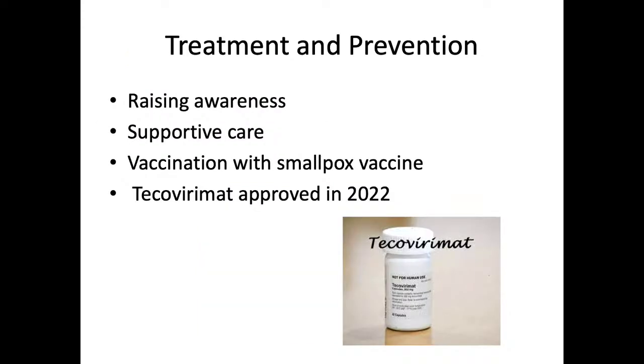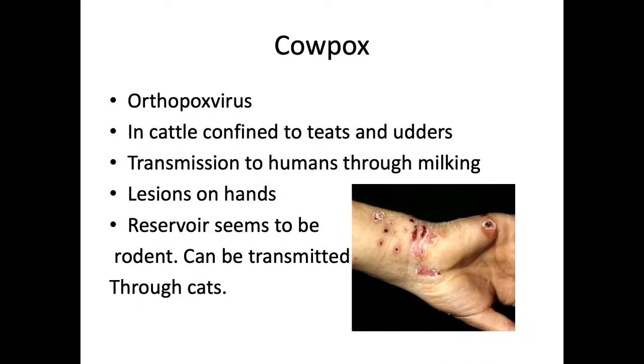Treatment: raising awareness, supportive care, and prevention. Again, as we saw with smallpox, vaccination with the smallpox vaccines, because the viruses are very closely related. And tecovirimat was approved in 2022 to treat monkeypox. Tecovirimat blocks maturation of the virus and release of the virus from the cell. And studies were done. So this is the information on monkeypox, and very briefly I will cover cowpox.